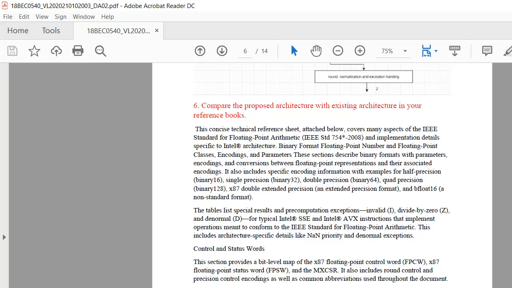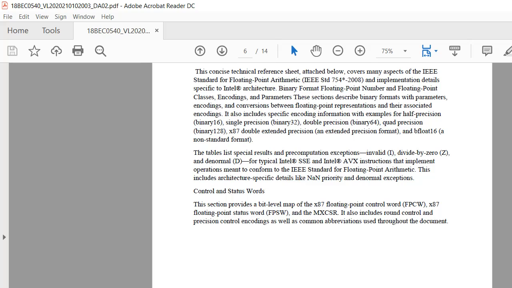The results and the exceptions are given: invalid, divide by 0 and denormal for typical Intel SSE and Intel AVX instructions that implement operations meant to conform to IEEE standards. This includes architecture specific details like NaN priority and denormal exceptions. Control and status words: this section provides a bit level map of the x87 floating point control word and x87 floating point status word and the MXCSR. It includes round control and precision control encodings as well as common abbreviations used throughout the document.